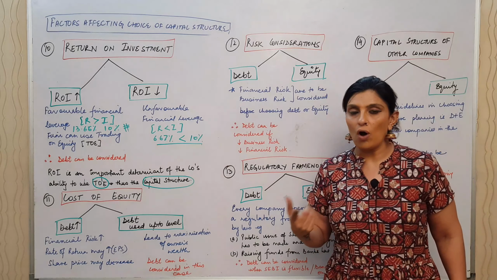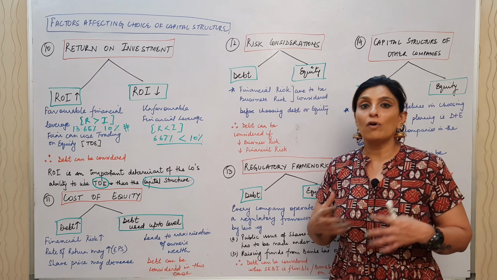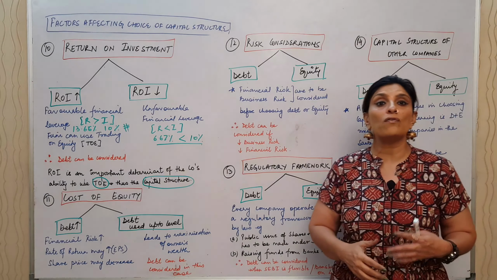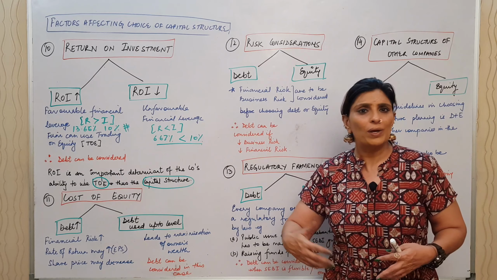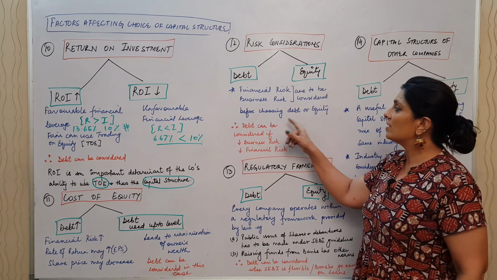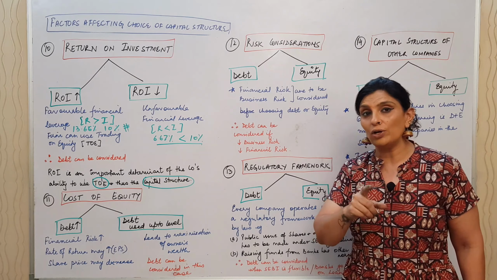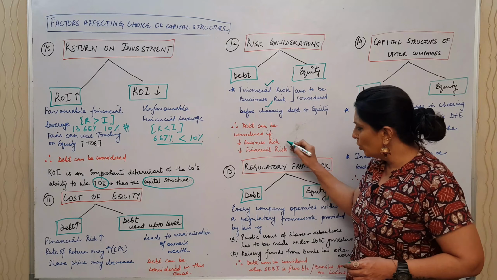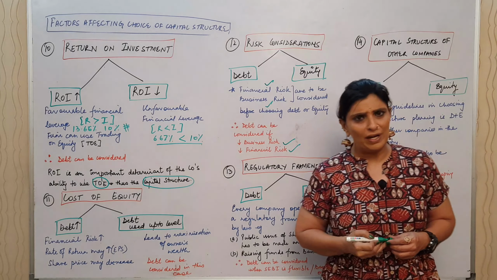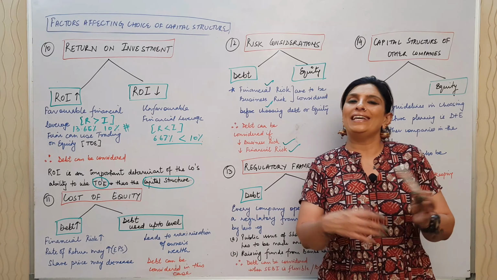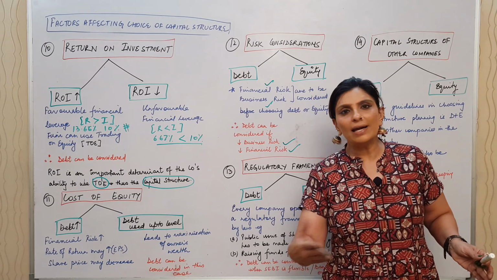Financial risk is when you have a default of payment of interest or principal amount, and business risk is the risk of operating cost, the cost of doing business. Now, both are to be considered before choosing debt or equity. Before choosing debt or equity, you have to consider both financial risk as well as business risk. Therefore, debt can be considered if there is lower business risk and lower financial risk. Very true. If your operating cost or any kind of cost is less, debt is preferred.